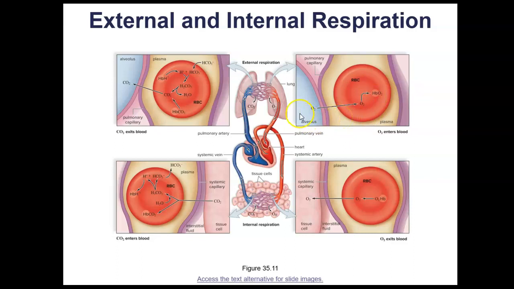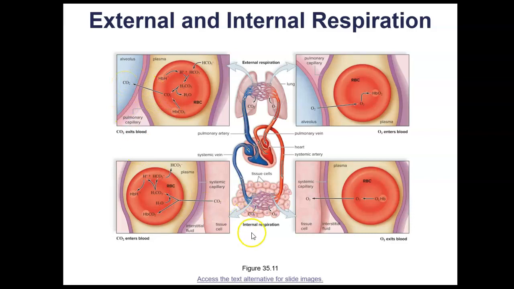But oxygen diffuses across the respiratory membrane, which is formed between the wall of the alveolus and the wall of the blood vessel. It diffuses across into the blood because of the higher partial pressure in the alveolus. And the opposite's true with carbon dioxide. Carbon dioxide has a higher partial pressure in the blood, so it diffuses into the alveolus and we breathe it out.